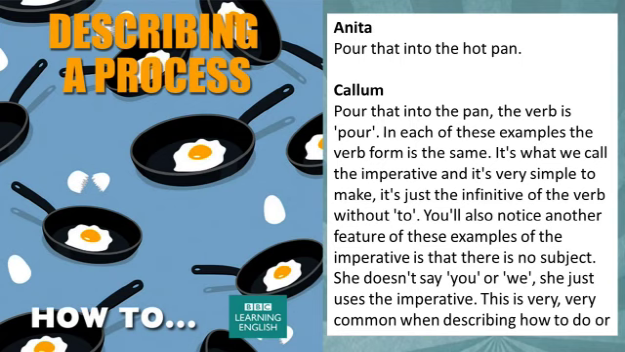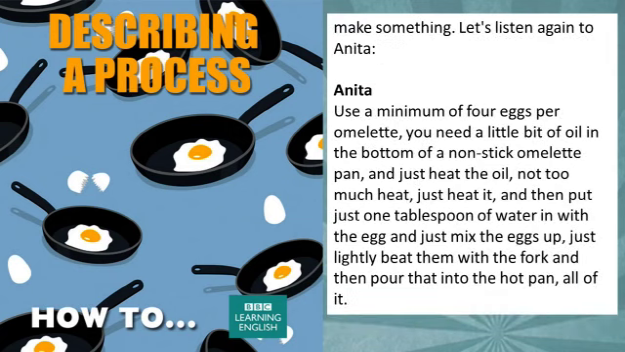You'll also notice another feature of these examples of the imperative is that there's no subject. She doesn't say you or we. She just uses the imperative. This is very, very common when describing how to do or make something. Let's listen again to Anita.